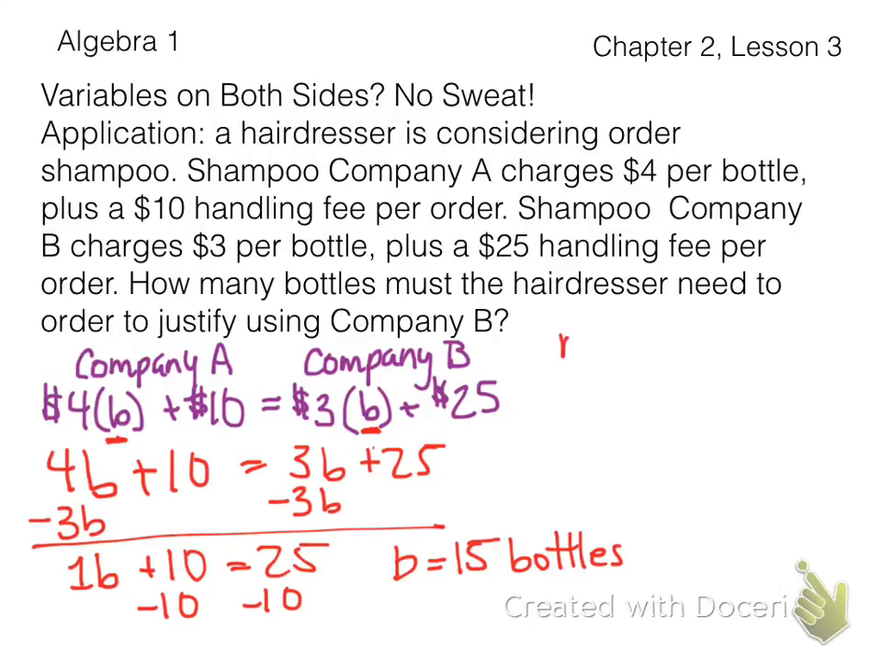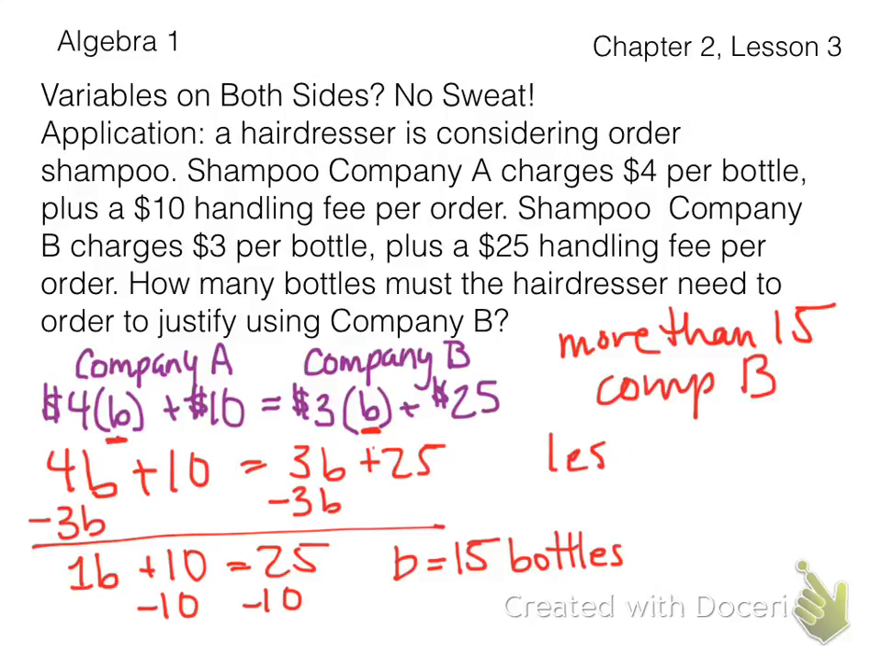Now, if I bought more than 15, I need to go with company B. If I buy less than 15, company A is cheaper.